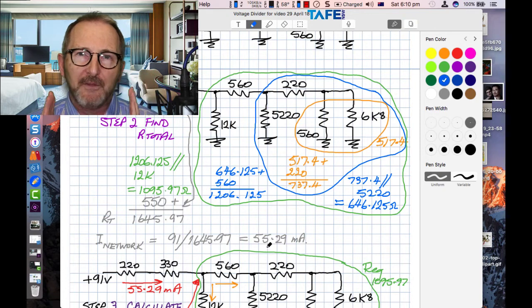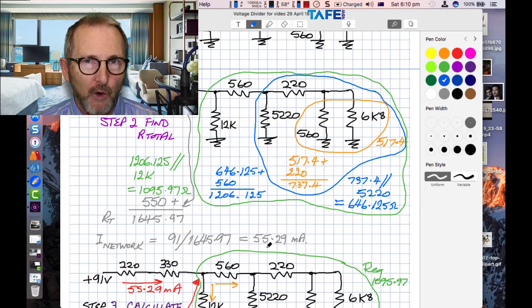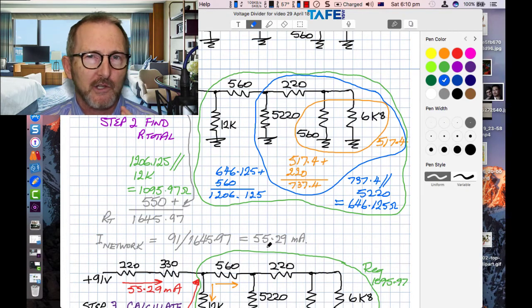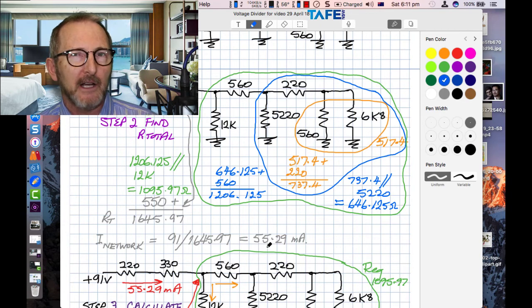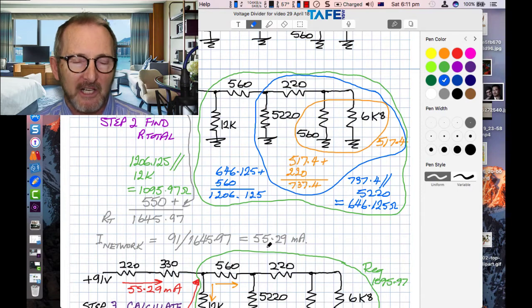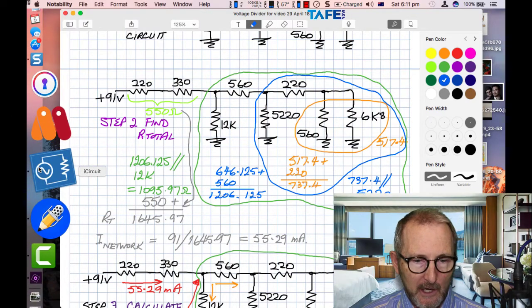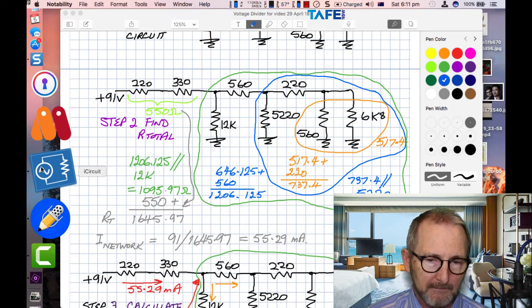Now, at this point, you could keep going, sure, but if you've got access to a circuit simulation package, it's probably a smart point in time to go ahead and just put the values into the simulator and find out if you've got the matching current. So let's go ahead and do that. I've got the simulator here. We're looking for 55.29 milliamps.